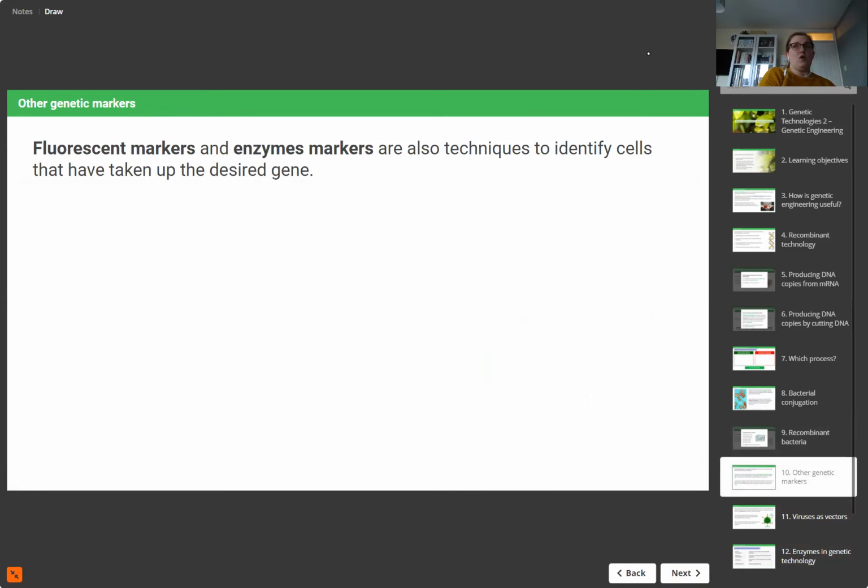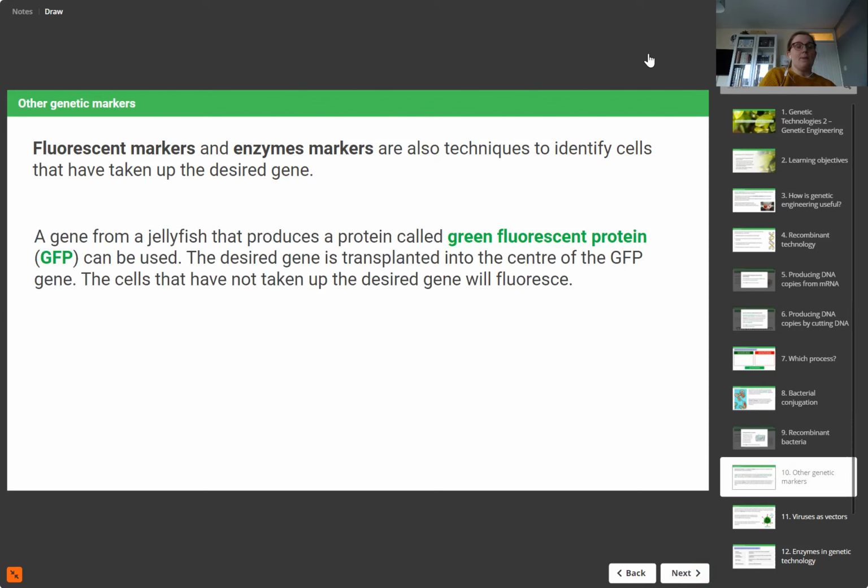Other ways that we can work out if a host is holding our recombinant DNA is using fluorescent markers and enzyme markers, and we can do things like DNA probes as well. These are techniques to identify cells that have taken up the desired gene. A gene from a jellyfish that produces a protein called green fluorescent protein, GFP, can be used. The desired gene is inserted into the center of the GFP gene, and the cells that have not taken up the desired gene will fluoresce, whereas the others won't. So the ones that don't fluoresce are the ones that we want, and we can get rid of the ones that fluoresce.